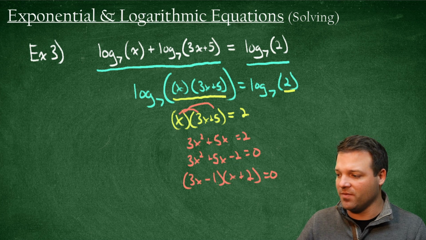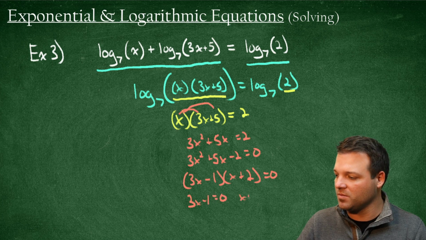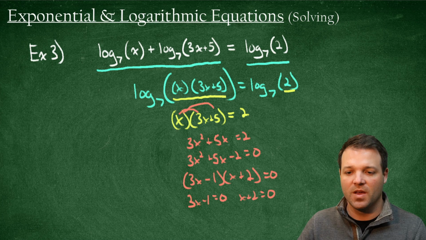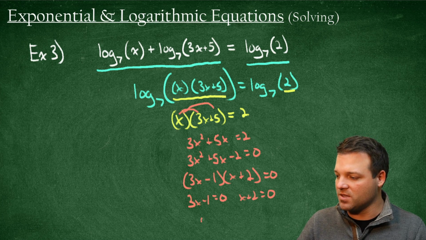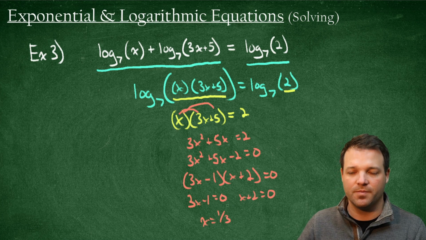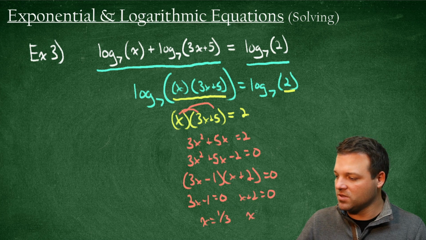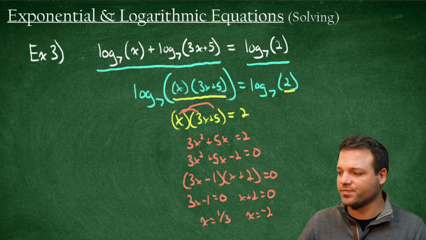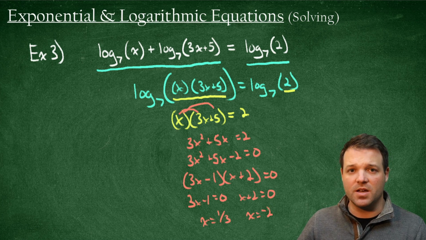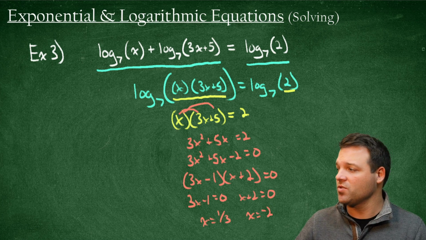And now I have 3x minus 1 times x plus 2, so the factored form is equal to 0. So I can set each factor equal to 0. So 3x minus 1 is equal to 0, and x plus 2 is equal to 0, and then solve for x for each one of these. So x is equal to, add 1, divide by 3, so positive 1/3, and subtract 2, so x is equal to negative 2. And now you're going to see here where we do have some extraneous solutions.